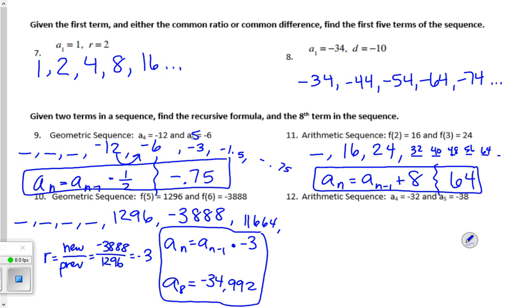So feel free to try this last one on your own. They're giving you a sub 4, so I don't know the first three. A sub 4 is negative 32. A sub 5 is negative 38. So you're looking to see what the common difference would be, because it's arithmetic, finding the formula, and then finding that missing 8th term.